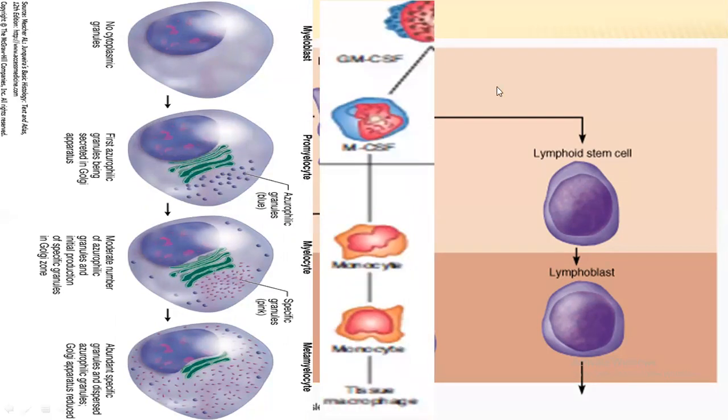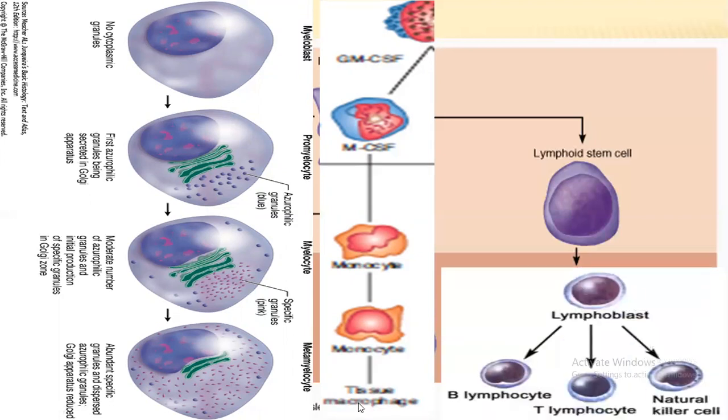For the monocytes, the hematopoietic stem cell, under the influence of granulocyte-monocyte colony stimulating factor, will differentiate. You can see that this cell here has the monocyte colony stimulating factor stimulating it, and this is a myeloblast. The myeloblast will differentiate into monoblast, and the monoblast will differentiate into the monocytes. And the monocytes later on within the tissues can transform into a macrophage, depending on the tissue type it's migrating to.